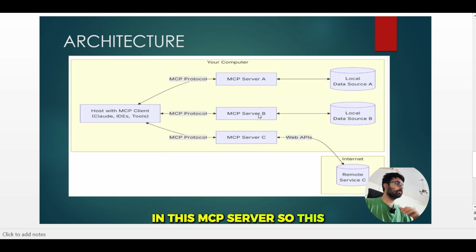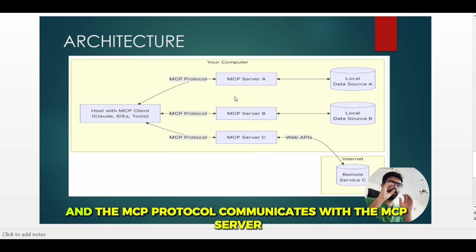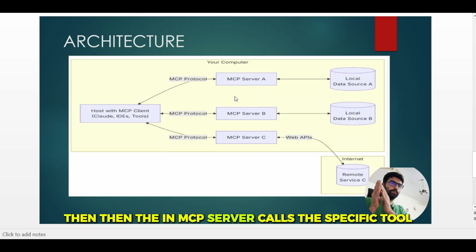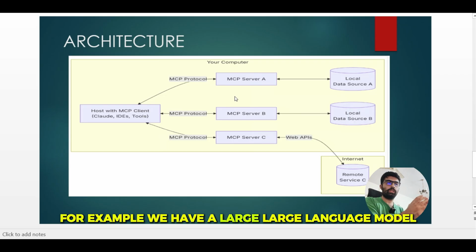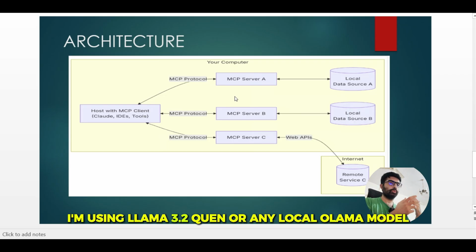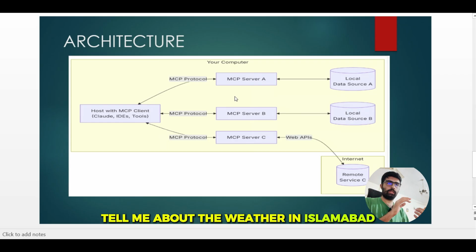So this whole architecture works as a basic client server architecture, and the MCP client requests for some specific tool through an MCP protocol, and the MCP protocol communicates with the MCP server. Then the MCP server calls the specific tool, based on the user input query. For example, we have a large language model. I am using Llama 3.2, Qwen, or any local Llama model, and I pass a user input query: tell me about the weather in Islamabad.